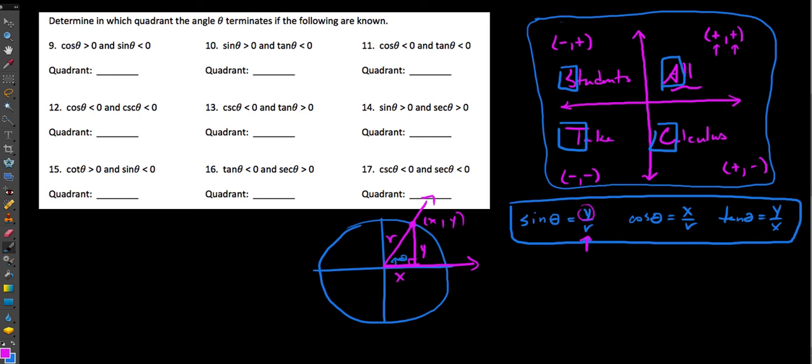If your angle terminates in the second quadrant, what's going to be positive? Well, S, and S is for sine. You can see that sine is y over r. We have positive y values, so our sine value would be positive. And likewise, its reciprocal would also be positive.